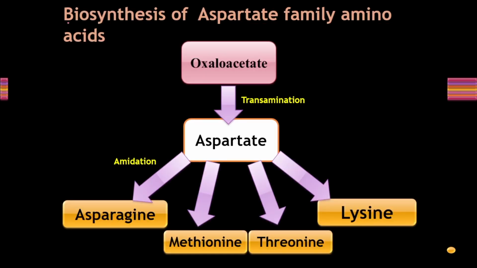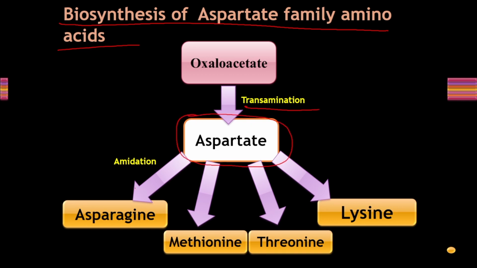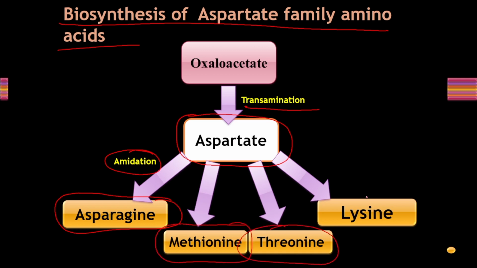Then we have the biosynthesis of the aspartate family amino acids. From the oxaloacetate, you have a transamination reaction, and that synthesizes aspartate. And from the aspartate, if there are amidations, then it forms asparagine. Whereas from the aspartate, you can synthesize the amino acids threonine, methionine, and lysine.